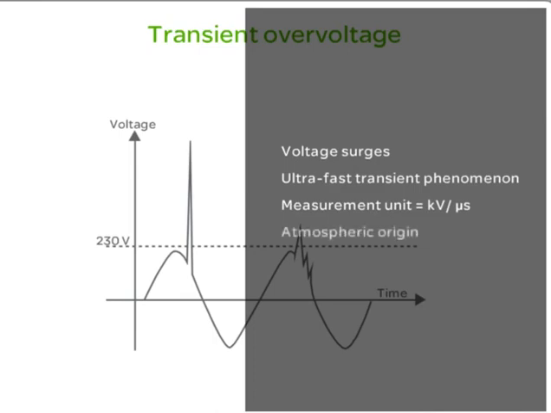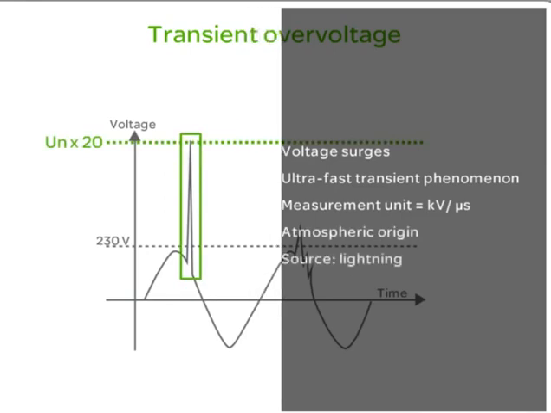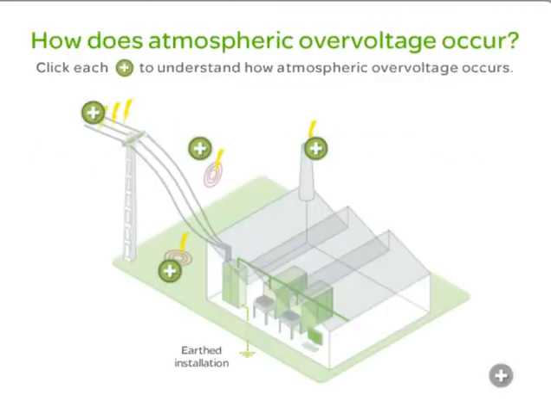When surges are of atmospheric origin, the maximum voltage level can reach 20 times the nominal voltage of the network, such as when lightning strikes an overhead line. Click each plus to understand how atmospheric overvoltage occurs.